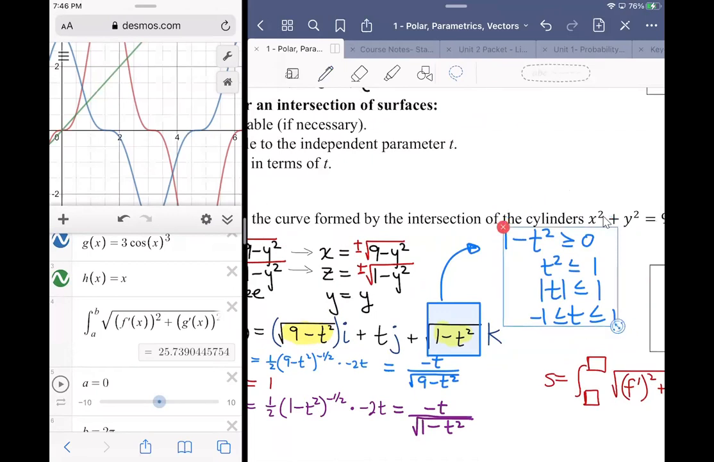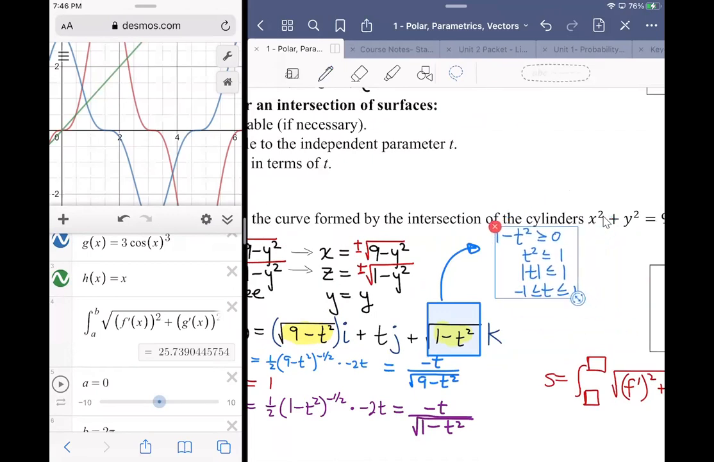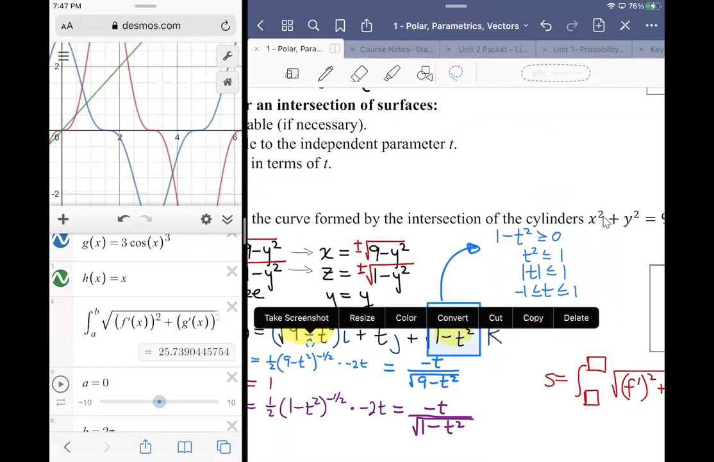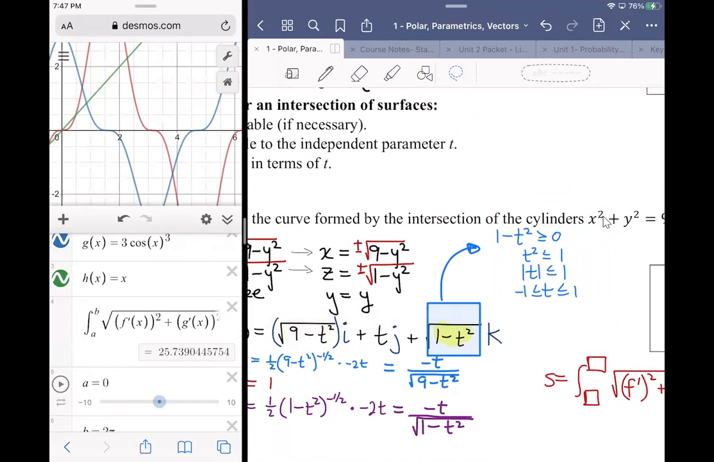The thing is, I get values that would work for the 9 minus t squared that I know would be outside the domain for 1 minus t squared under the radical. So there's no point in looking at the other one. If it works for 1 minus t squared, it's going to work for the 9 minus t squared. So anything between -1 and 1, if I pop that into the other radical, it's going to be perfectly fine.